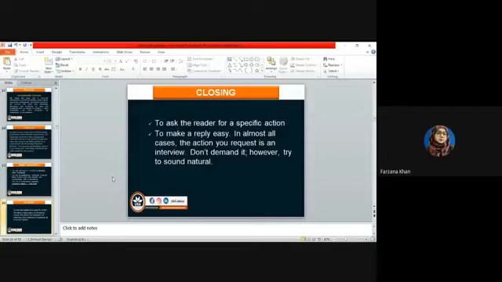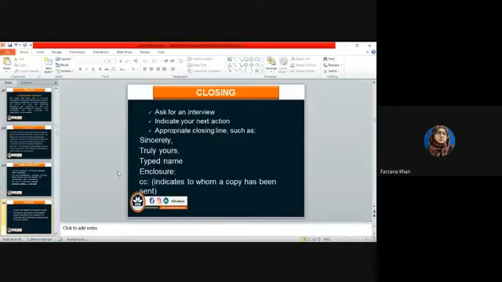The next, the last point, is closing, that is, how to write the closing of your cover letter. Ask the reader for a specific action, which is very important, and make a reply easy. In almost all cases, the action you request is an interview. Don't demand it, however; try to sound natural. Basically, in the closing paragraph, you will ask for an interview. You will indicate your next action, your follow-up plan, that is, how you would follow up.